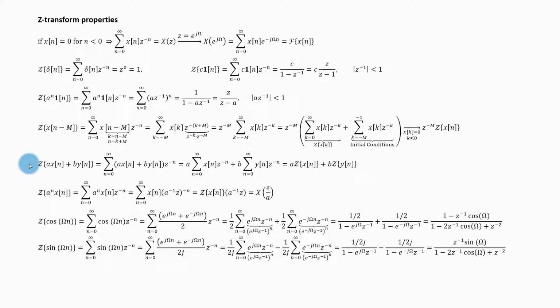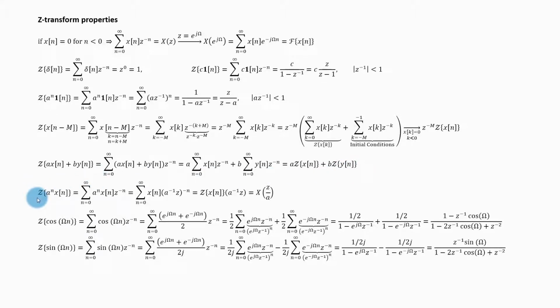Now the linear combination. When you apply the z transform to a linear combination of two signals, and you crunch, you will get that it is the same linear combination of the z transforms of the individual signals. So when you have a linear combination of signals, you can apply the z transform directly to these individual signals.